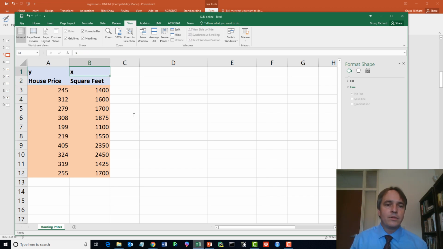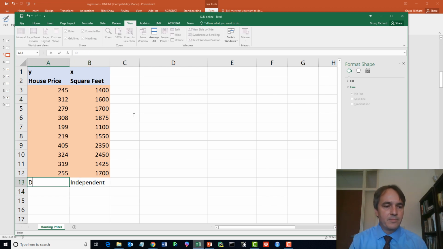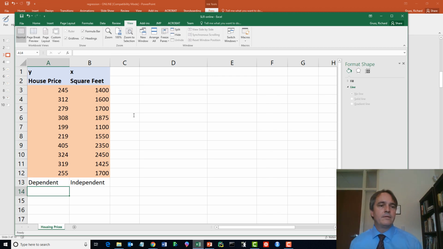So we're going to call this square feet our x, right? Because this will be our independent variable. So this one will be the variable that's first. Okay, the builder decides on a square feet, and then this has some kind of effect on the dependent variable. So we're going to call the house price the dependent variable.